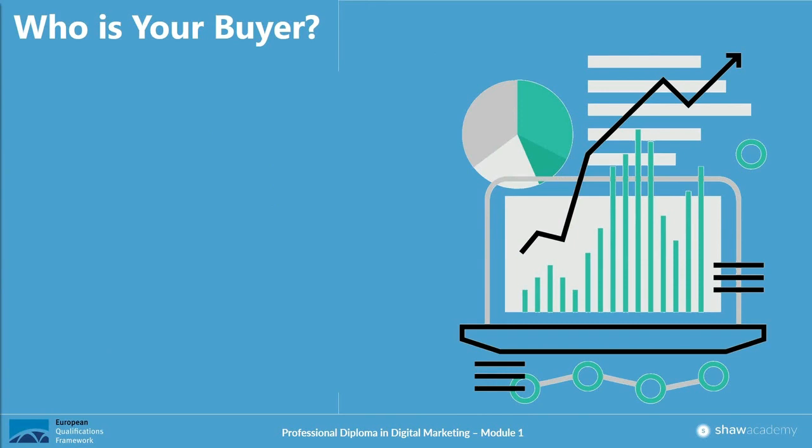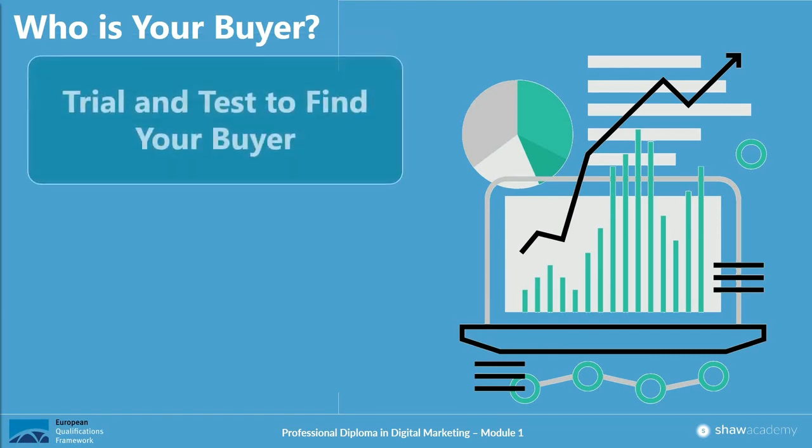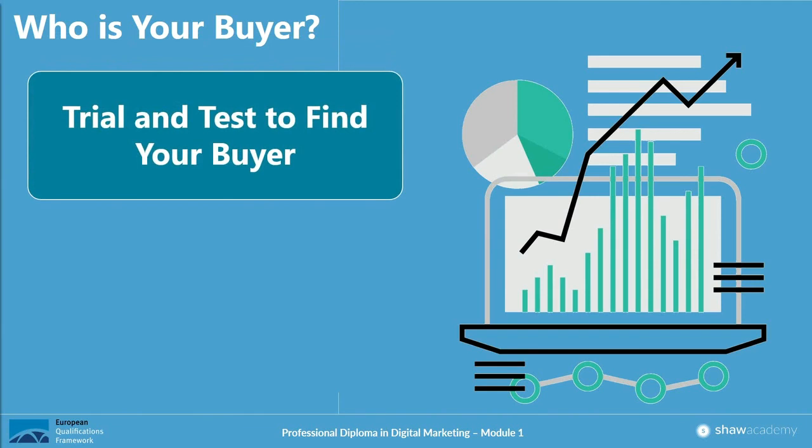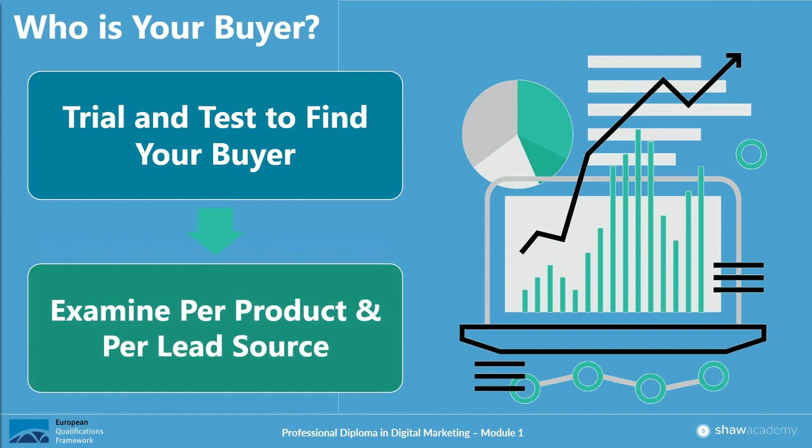Guys, ultimately, you're going to need to trial and test things in order to find out who your buyer is. So you want to run adverts, set up partnerships, collect data, and learn who your buyers are that way. Okay, when you start to get a picture on who your customer is, then you can drill down into your product and maybe even your lead source. Okay, we will talk about this in the later modules.